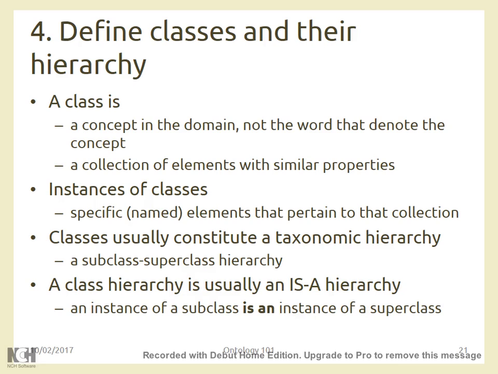And a class is also a collection of elements with similar properties, while instances of classes are specific named elements that pertain to that collection. As an example, wine is a class. Red wine is a class or an instance? It's a class. Barolo is an instance because it's a specific red wine, I suppose. Classes usually constitute a taxonomy hierarchy, so a superclass, subclass hierarchy. So every instance of a subclass is an instance of the superclass. They are strictly related. Red wine is a type of wine.